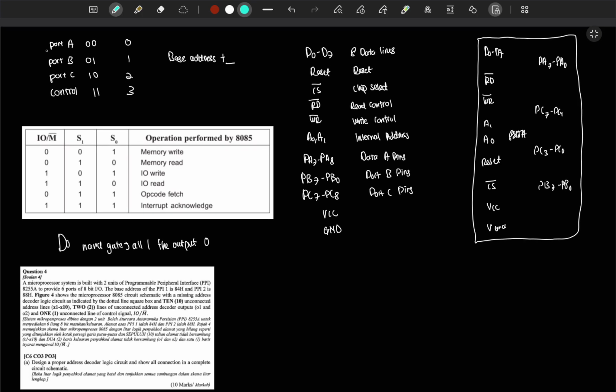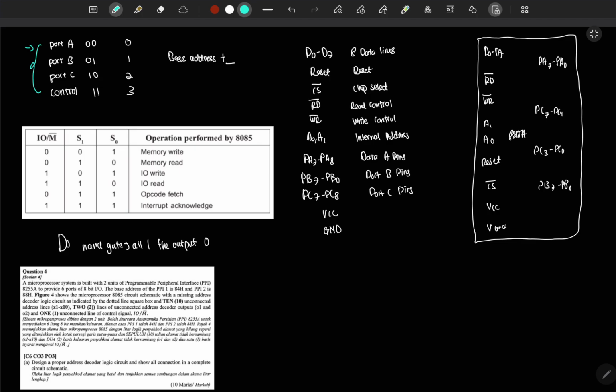Now, the stuff that you need to remember is: port A is 00, port B is 01, port C is 10, and control is 11. What we're going to do is add this to the base address. This is in binary and this is in hex format. For example, if your base address is 80H, your port A will be 80H, your port B will be 81, your port C will be 82, and your control will be 83. So where does this help? This helps in the design, and I'll show the design in a while.